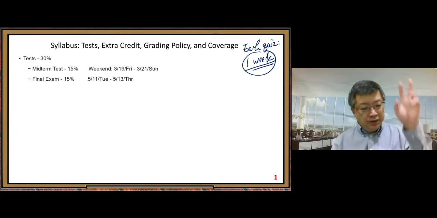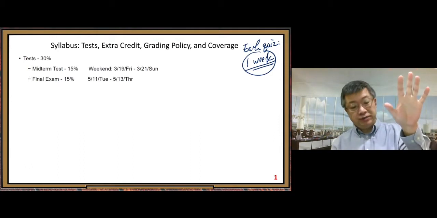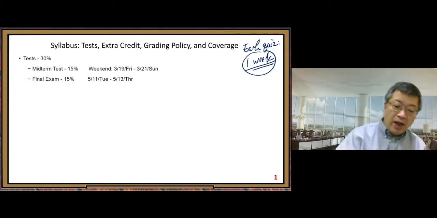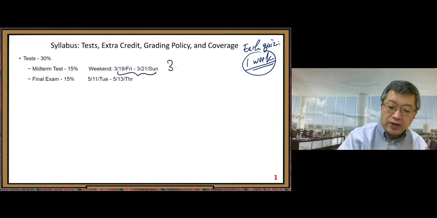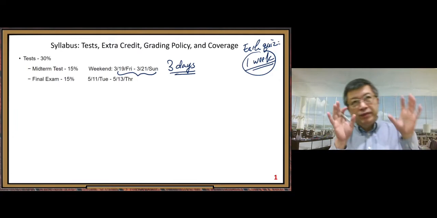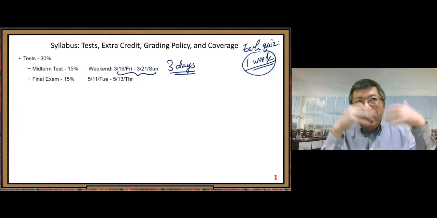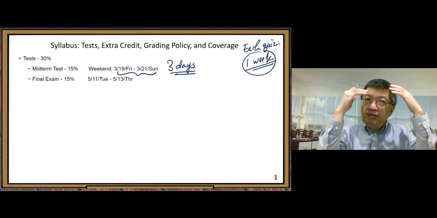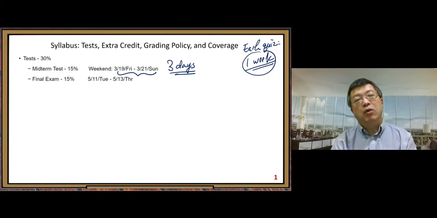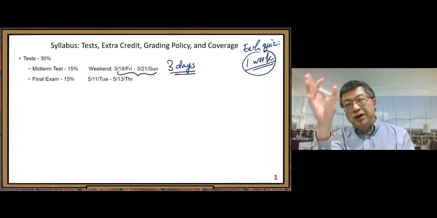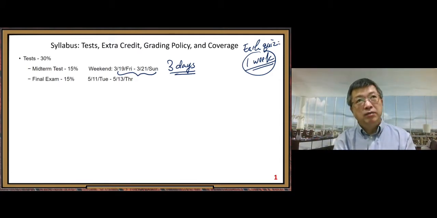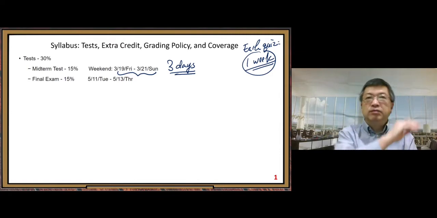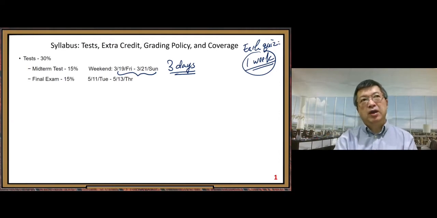For the tests, there are 2 tests, each one 15%. Pretty big. And you can see for each test, I give you 3 days. Midterm, 3 days, including the weekend. At the end of Thursday, I will post it, so at the beginning of Friday you can see it. Then Friday, Saturday, Sunday, 3 days. So I hope you have enough time. Because based on your schedule, sometimes you could be very busy on the weekend, but with those 3 days, you should be able to find time to complete that test.